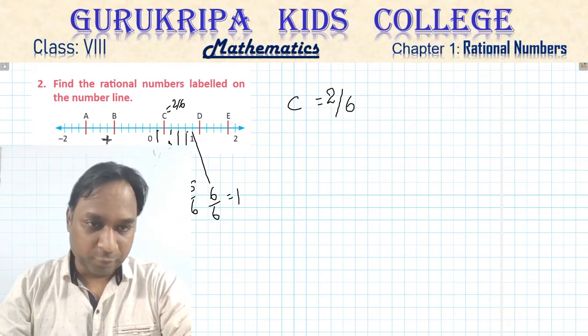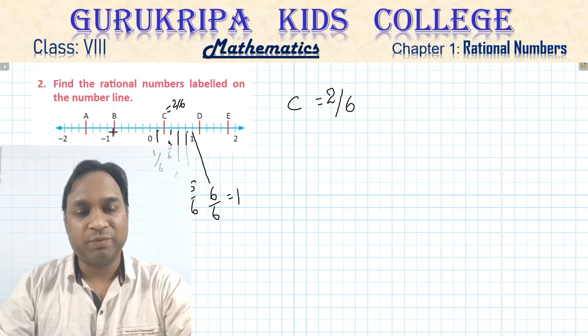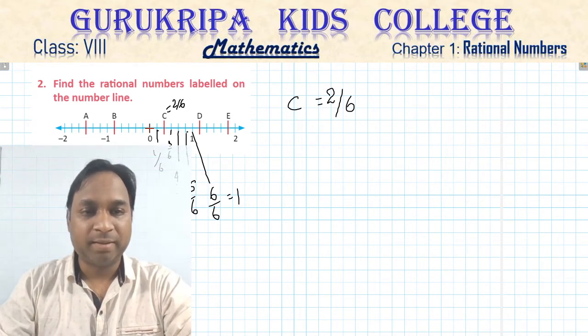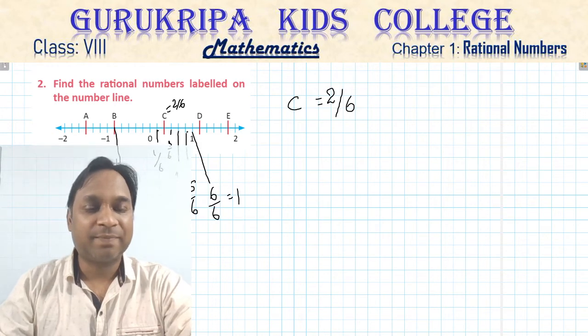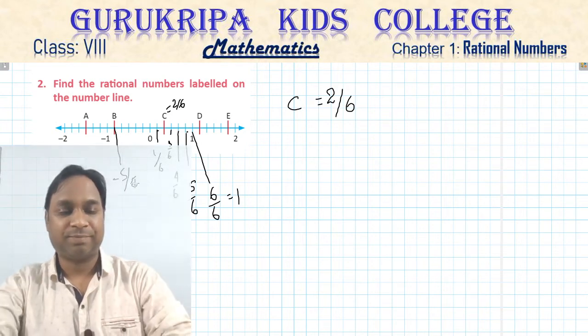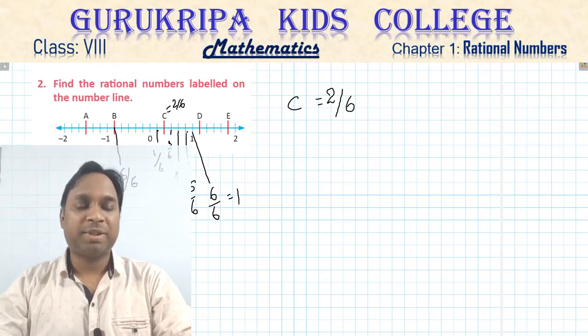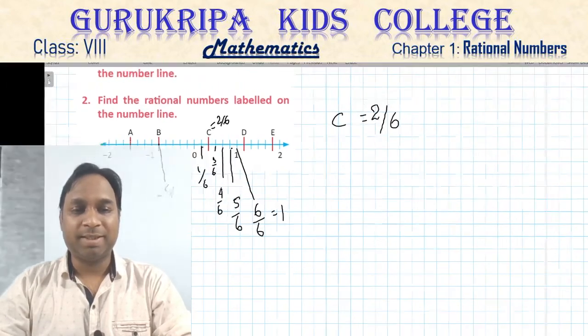Similarly, we can move on the left hand side. Now we know this, if each division is 1 by 6. If you want, you can count again. 0, 1 by 6, 2 by 6, 3 by 6, 4 by 6, 5 by 6, and this is 6 by 6. So this is -5 by 6. Because it is on negative side, so it is -5 by 6. It's all about simple counting. Okay, it's not visible. Let me move to the other side.